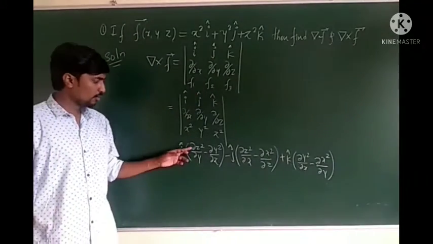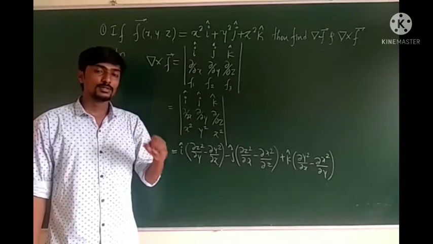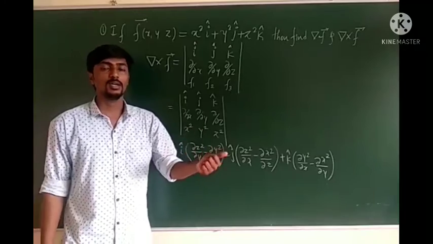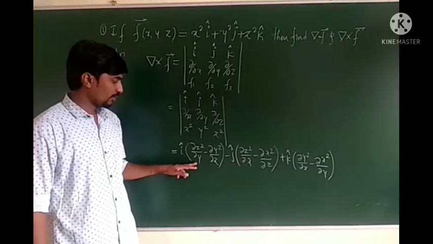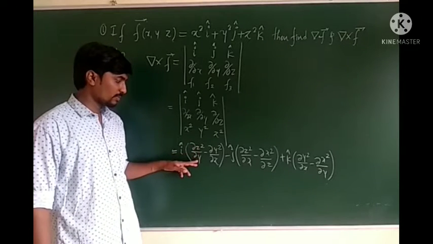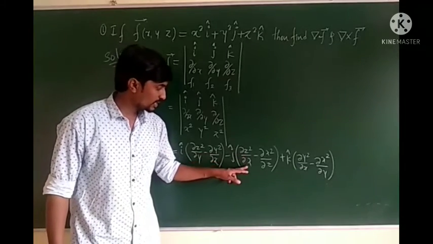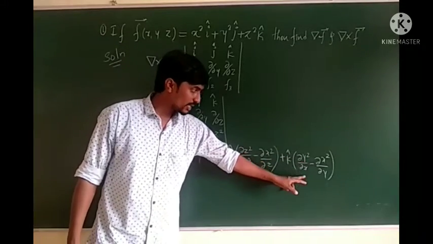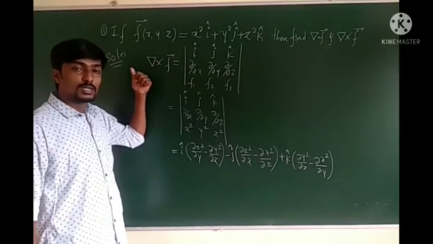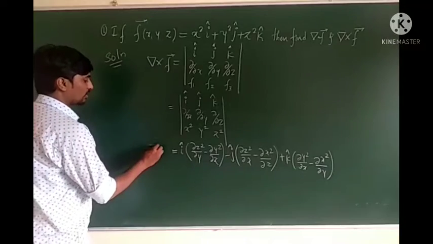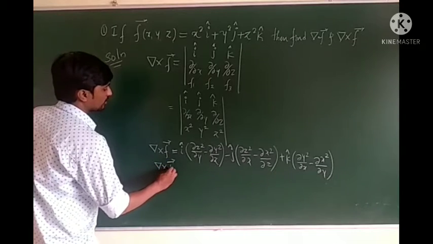Now ∂/∂y means the differentiation of the given function with respect to y as a partial derivative, so any other variables become constants here. Therefore when you differentiate z square with respect to y, it becomes 0. So every one of these values is 0. So the entire curl of the vector, del cross f, value is 0.